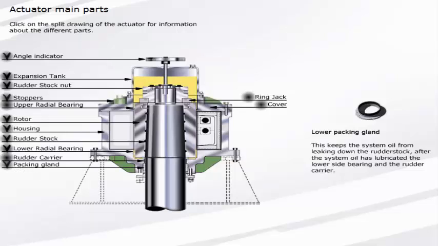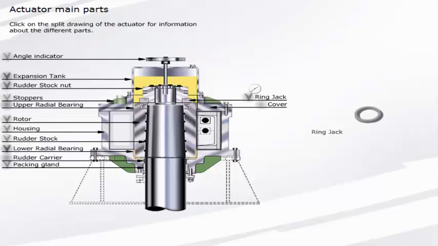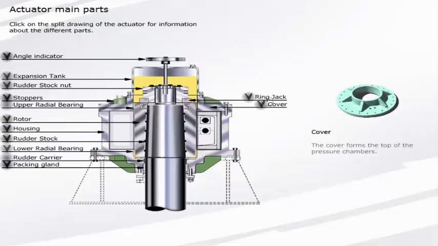Ring jack. This is used during installation to force the rotor onto the rudder stock. Cover. The cover forms the top of the pressure chambers.